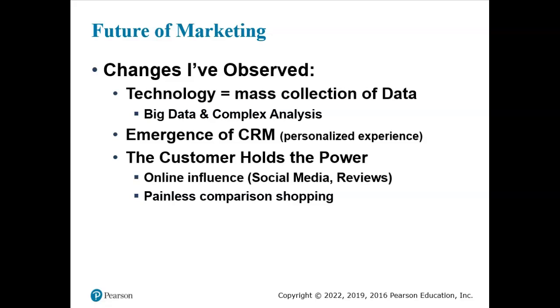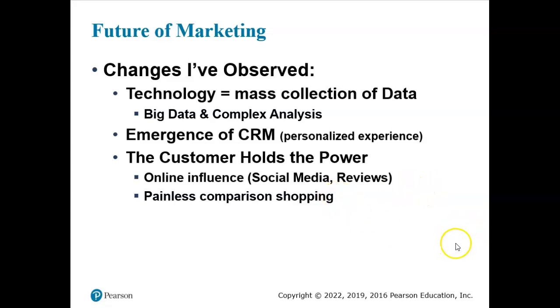So here are some of the few changes that I've seen that are coming along in marketing. Technology has been changing it dramatically. The mass collection of data, we talk about big data. There are some things in the module that will help you understand that. Very complex analysis is being done. The emergence of AI is also influencing how marketing is being done. The emergence of CRM and AI, the combination of the two, is absolutely changing it.